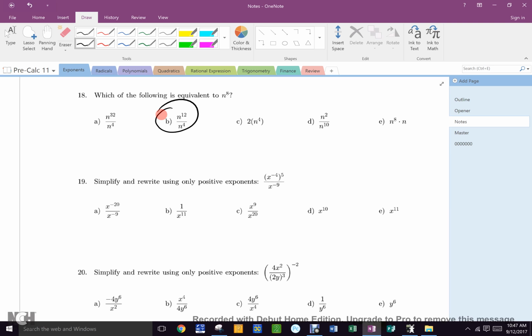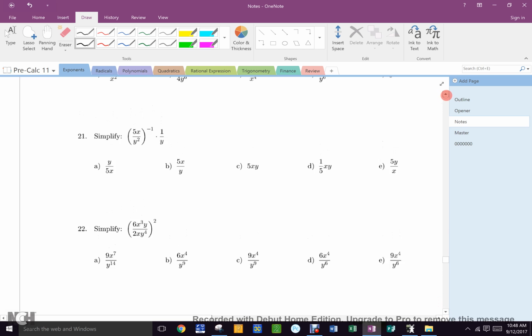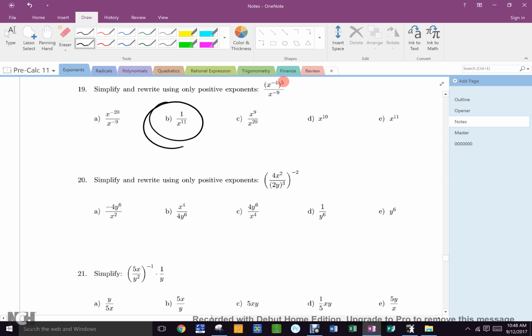19 is B. Does anybody need that explained? Okay, what's 5 times negative 4? X to the negative 20 over x to the negative 9, yes? What's negative 20 minus negative 9? X to the negative 11. Negative exponents aren't allowed, down to the denominator. 20.